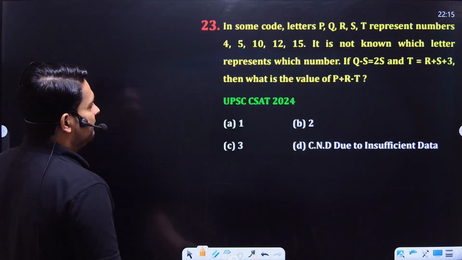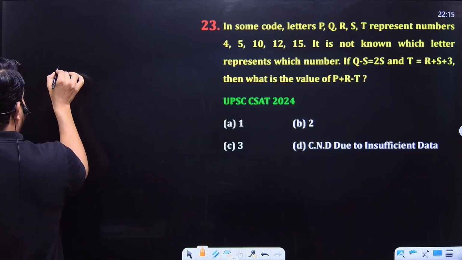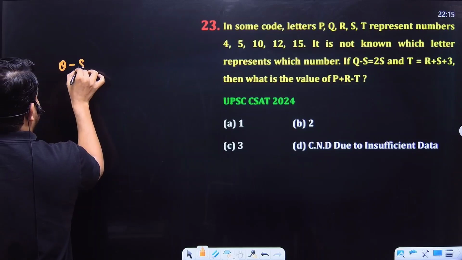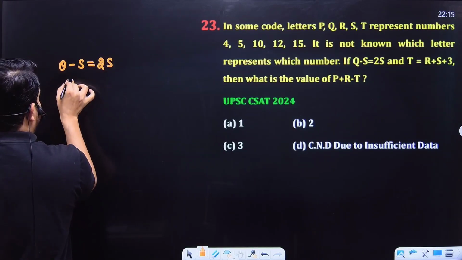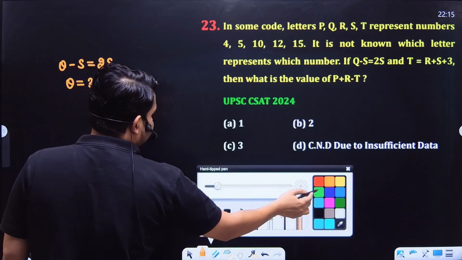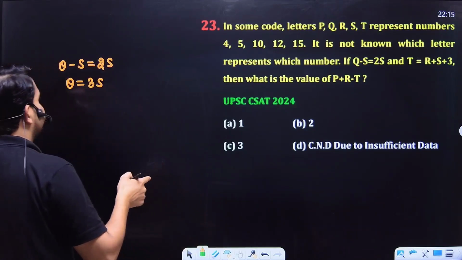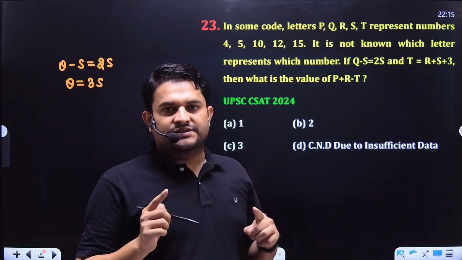See, I have a statement here that Q minus S is equal to 2S. We will solve this question step by step. So Q is equal to 3S. I have a relation here that Q is 3 times of S.